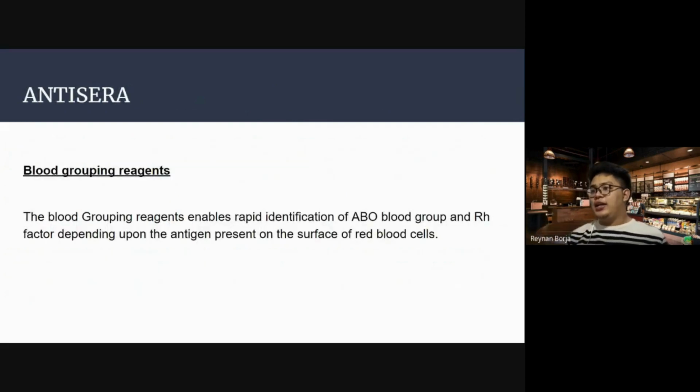And your anti-sera is the main reagent or main materials na ginagamit for ABO Rh grouping. Okay? So this anti-sera is a blood group reagent that enables rapid identification. Ibig sabihin, mabilis ang identification ng ating ABO blood group and Rh factors depending upon the antigen present on the surface of RBC. Paulit-ulit na lang, pero yun talaga. Di ba? So, correlated din lahat ng mga sinabi ko.